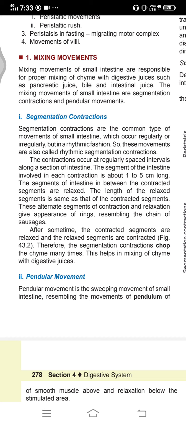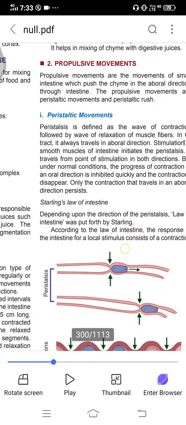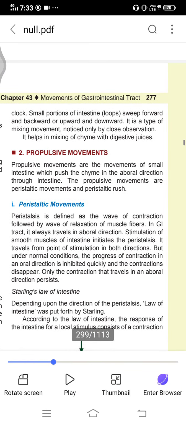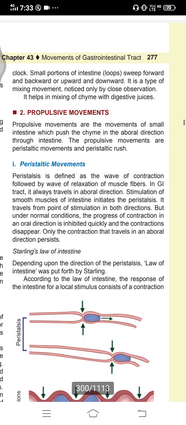Now we'll talk about pendular movements. Pendular movements are the sweeping movements of the small intestine resembling the movements of the pendulum of a clock. Small portions of the intestine, that is loops, sweep forward and backward or upward and downward. It is a type of mixing movement noticed only by close observation. It helps in mixing the chyme with digestive juices.